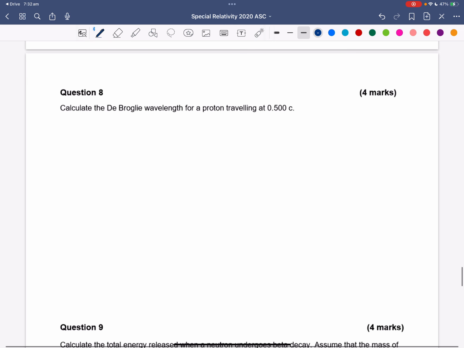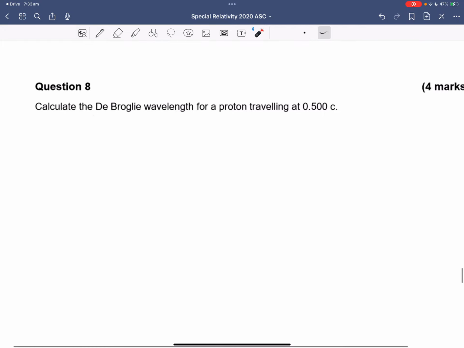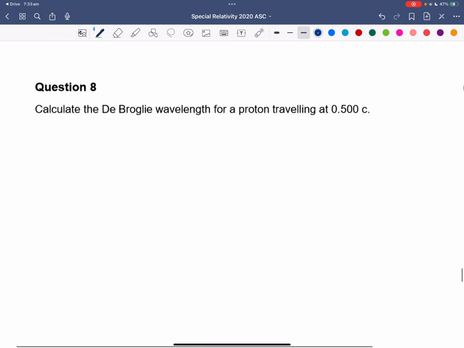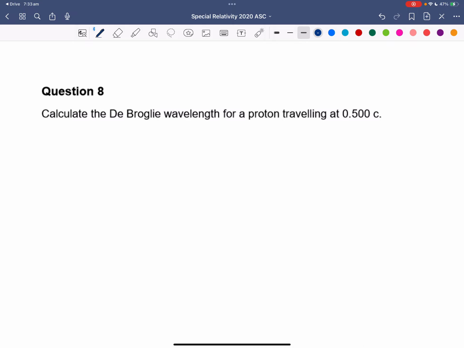Alrighty, calculate the de Broglie wavelength for a proton traveling at 0.5 c. Technically we need to do the waves topic to understand what the de Broglie wavelength is. But the formula has to do with the wave-particle duality nature of light and matter. So when anyone mentions de Broglie wavelength, there are a couple of things you need to remember.